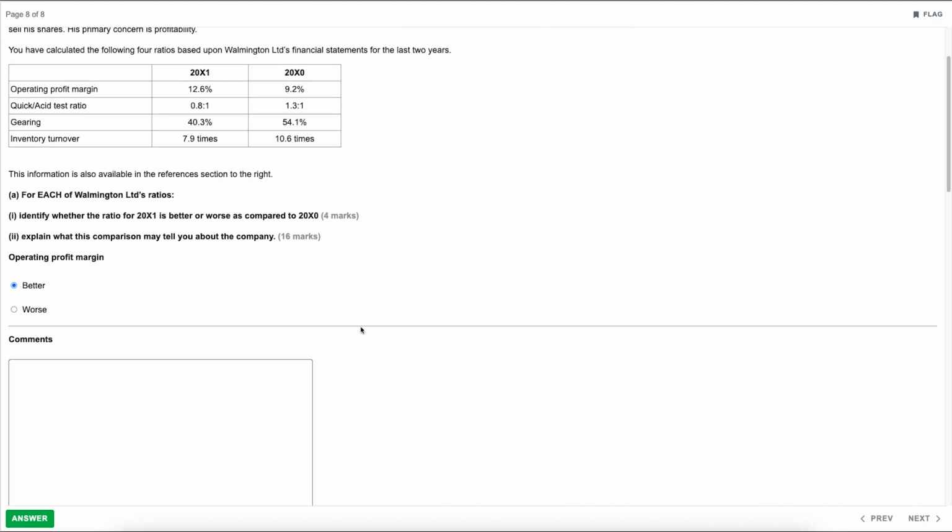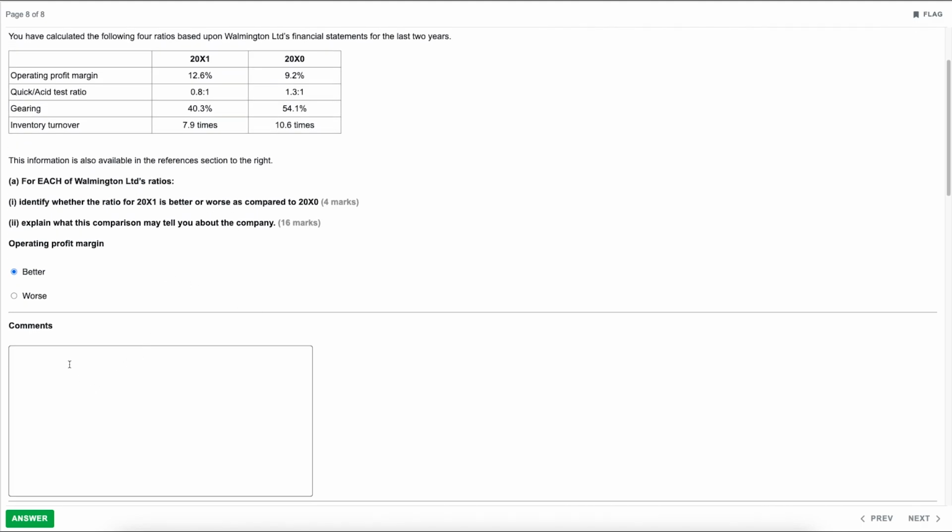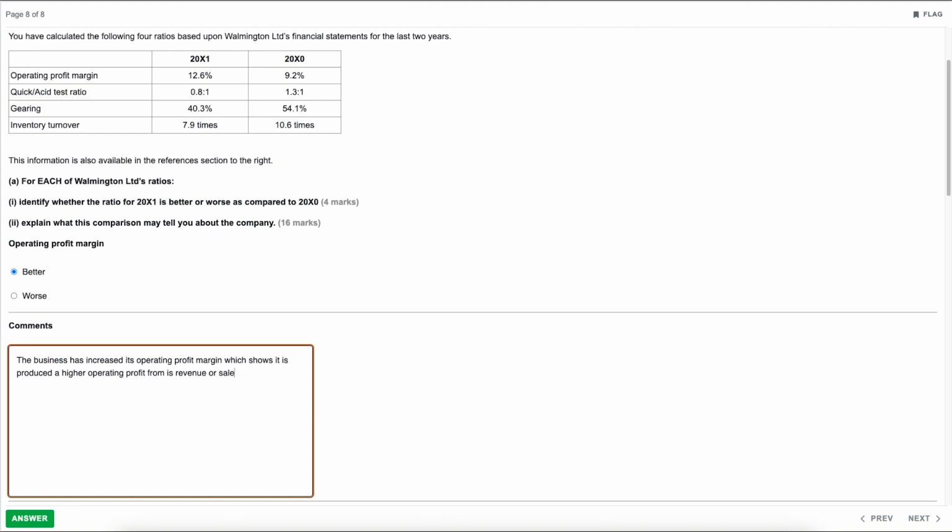Okay, so following this, we need to explain what this comparison may tell you about the company. So step 1, explain what that actually means. So explain what the ratio is telling us. So it's actually what I've literally just said. So therefore, the business has increased its operating profit margin, which shows it is producing a higher operating profit in comparison to its revenue or sales. Okay, that is how I would start all of these, by explaining exactly what the ratio is telling us.